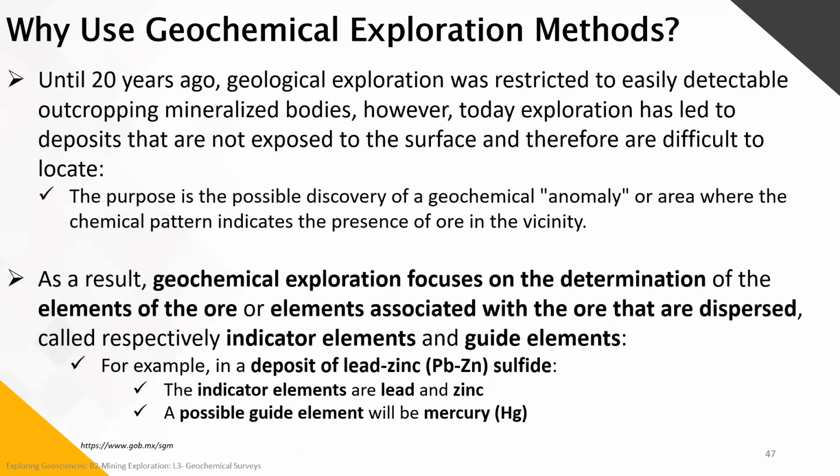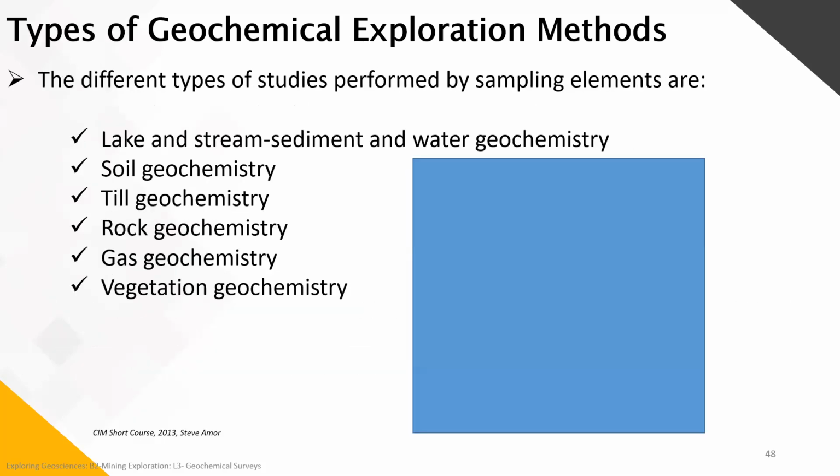So, for example, if someone is searching for a lead zinc deposit, the indicator elements are logically lead and zinc. Possible guide elements for lead and zinc, through studies, we've seen that mercury is a good guide element or pathfinder. Same thing would be said for many of the gold deposits, which are usually associated with arsenic. So the indicator element would be the gold, and the possible guide element or pathfinder would be the arsenic concentrations.